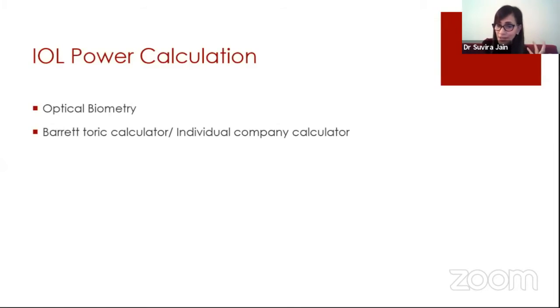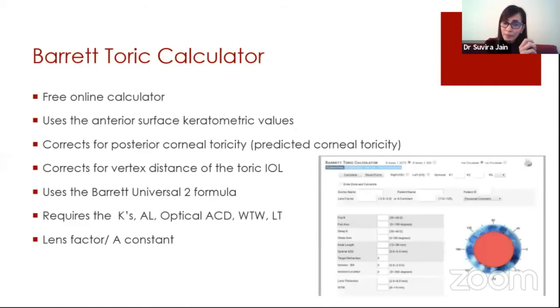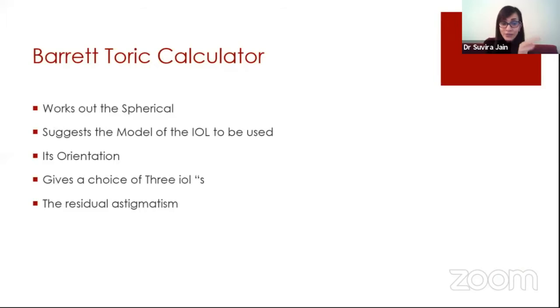Next comes which calculator you use. We swear by the Barrett, but even if you go with the company calculator, you should be okay. Now, the Barrett calculator is a free online calculator. You put in your anterior keratometric values, it predicts the posterior keratometric values, it requires 5 variables to be set in. Now, this is important.